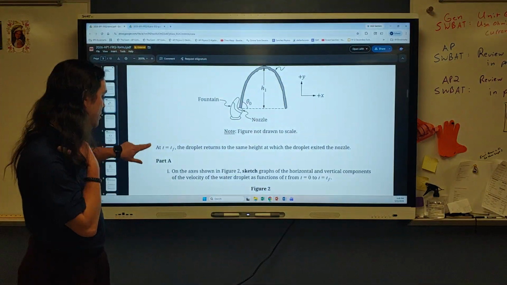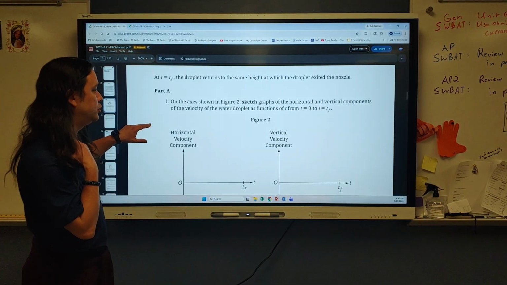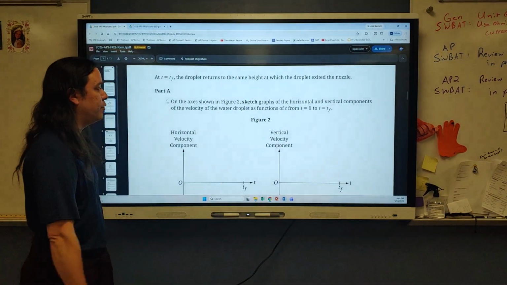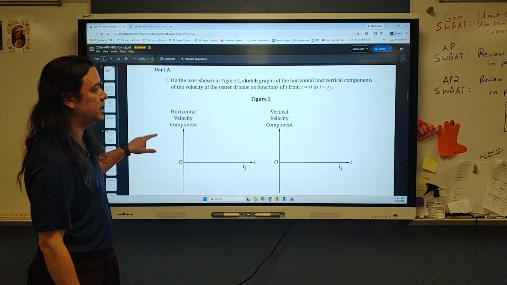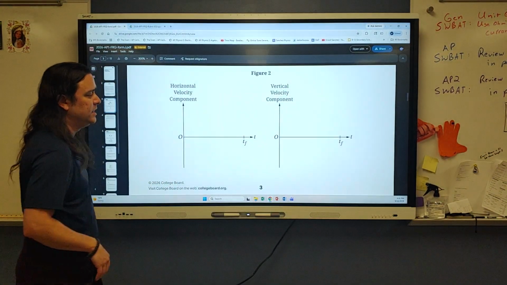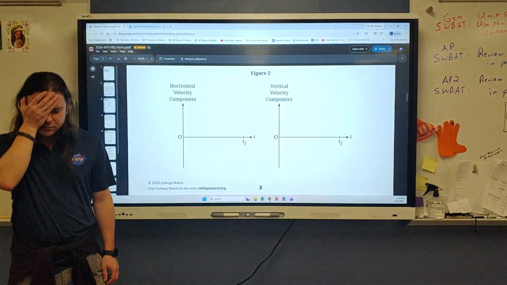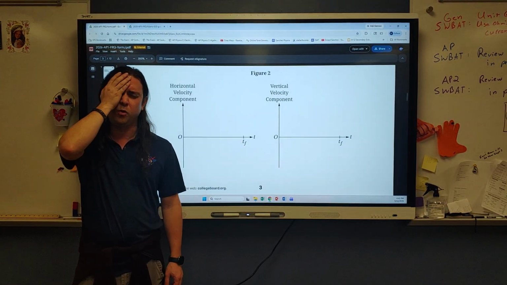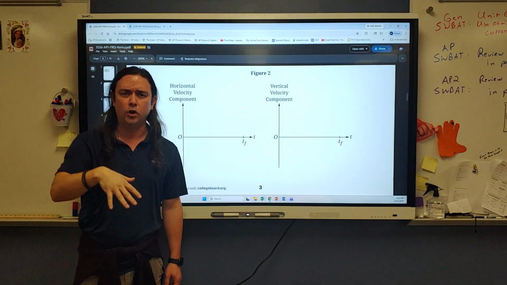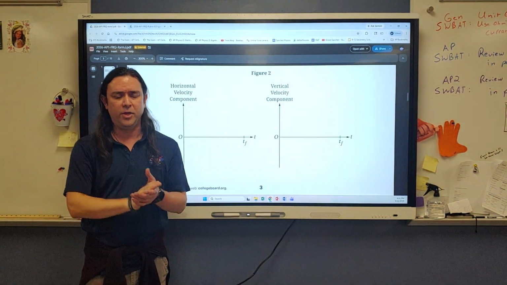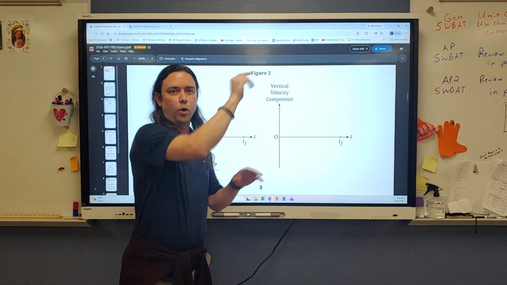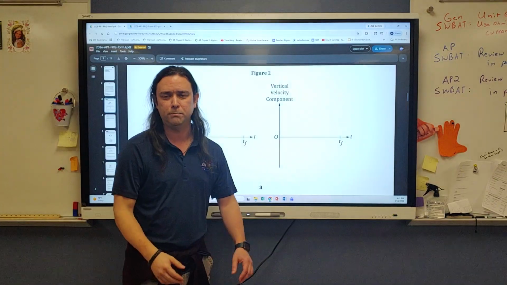Part A, on the axes shown in figure 2, sketch graphs of the horizontal and vertical components of the velocity of the water droplets as a function of time t from t equals 0 to t equals tf. And we are given 2 graphs. I've actually seen questions very similar to this. In fact, for AP1, I believe it was question number 1 from the, was it the 2017 or 2018 exam? If you go back and take a look, you may have to do some searching for it. But they had one where there was a stunt cyclist that was riding a bicycle down and then went over a ramp and jumped over like a gorge or some buses or something.